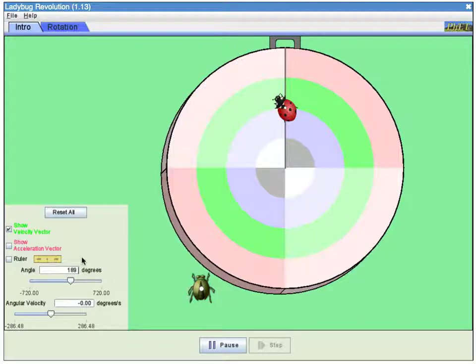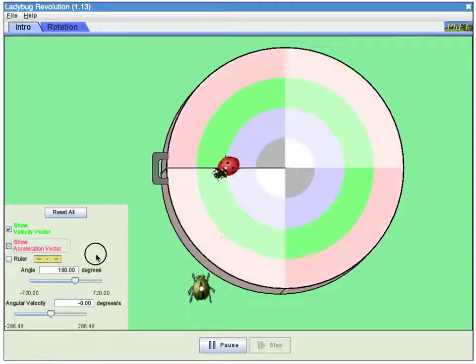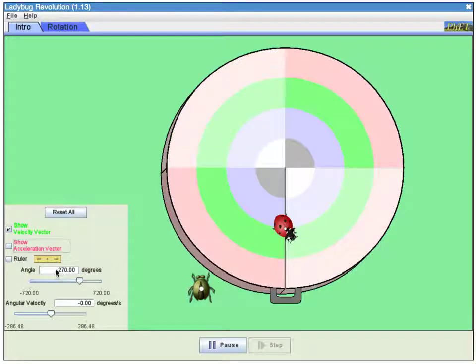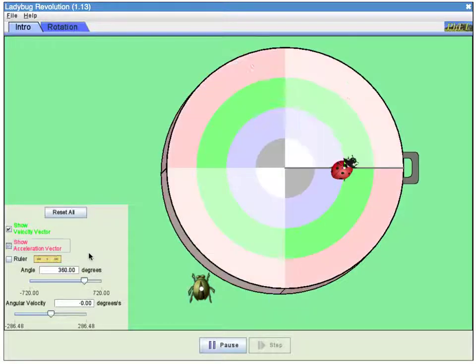So then 180. And then 270. And 360. Okay. So that's the first part, just the angles traveled.